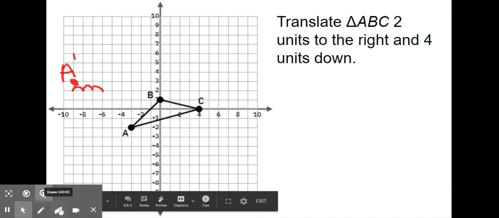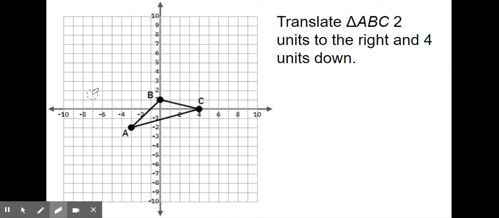So we want to translate triangle ABC 2 units to the right and 4 units down. You can just start with any point that you want to and perform the translation, and then I usually just repeat that alphabetically with the points. I find that easiest for me. So we're going to go 2 units to the right, 1, 2, and 4 units down, 1, 2, 3, 4. So A prime is going to be at (-1, -6).